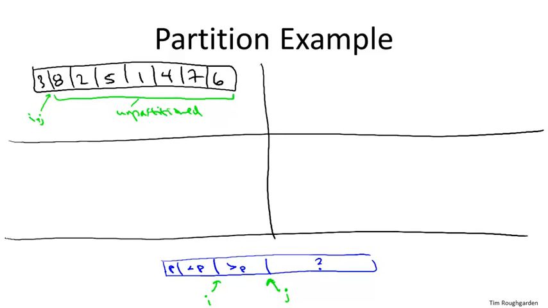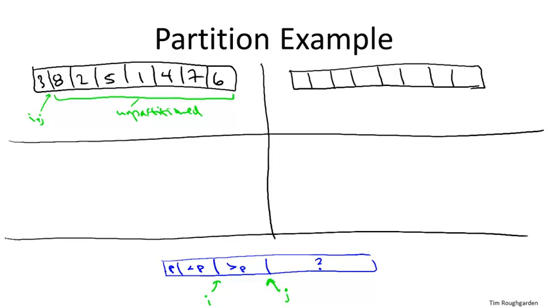Now to get a running time which is linear, we want to make sure that at each step we advance j. We look at one new element. That way, in a linear number of steps we'll have looked at everything and hopefully we'll have a partitioned array. So in the next step we're going to advance j. So the region of the array which we haven't looked at, which is unpartitioned, is one smaller than before. We've now looked at the 8, the first element after the pivot.